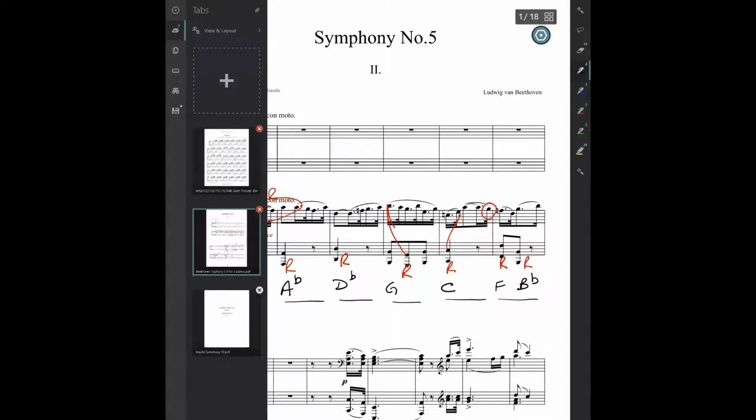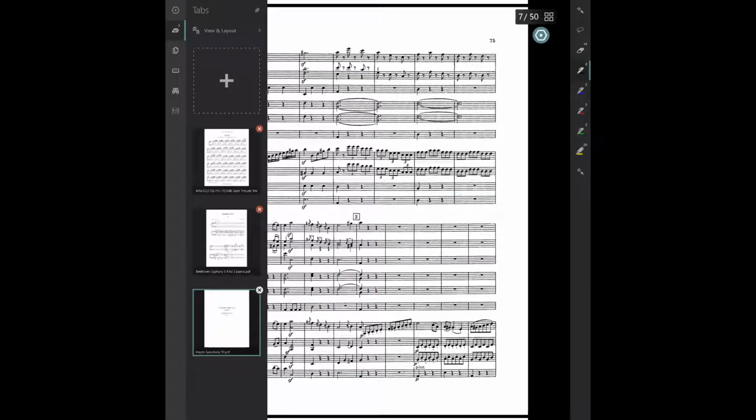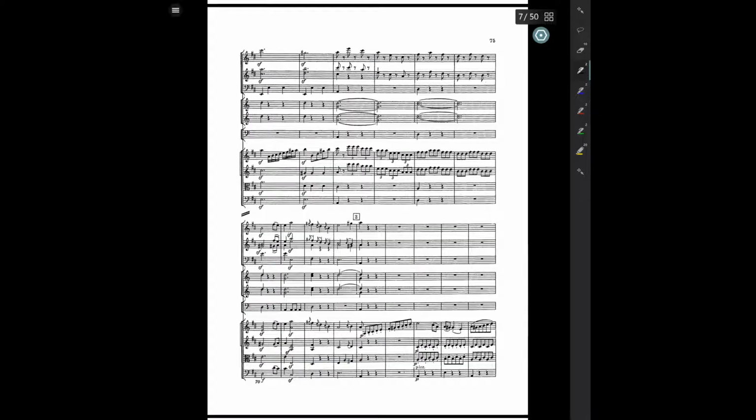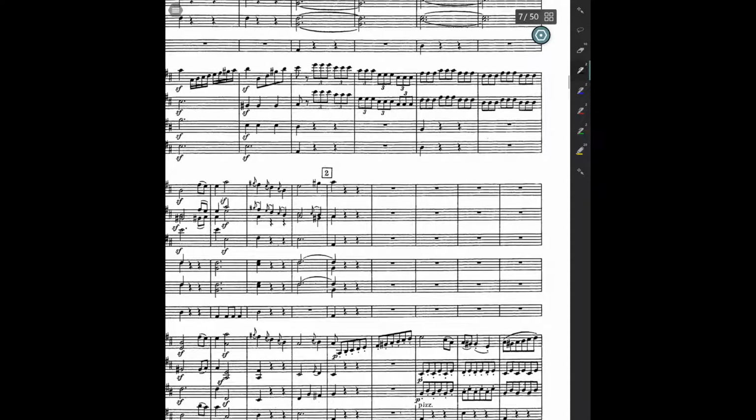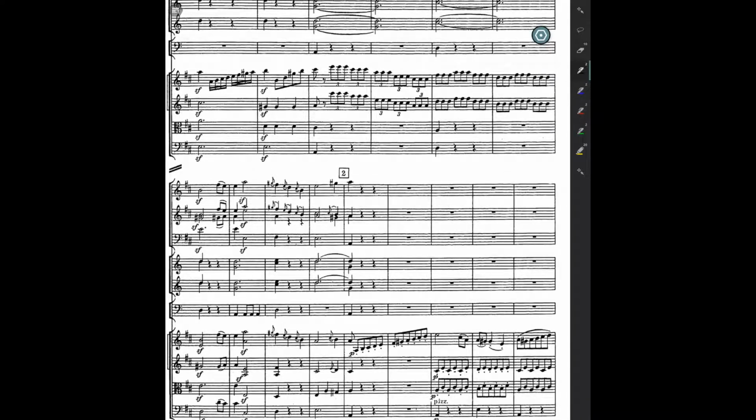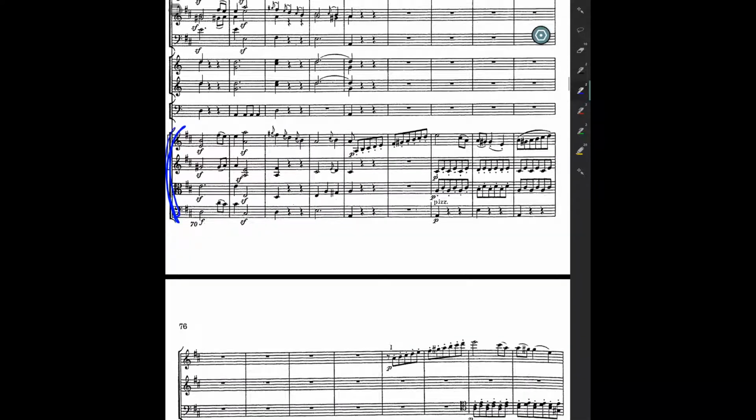Last example for today, even a little bit more complicated. This is some music of Haydn. This is from Symphony number 93 in D major, and this is the sort of second theme. Now we're going to be looking primarily at the string parts here, okay, because the string parts are where you find most of the information that you need.